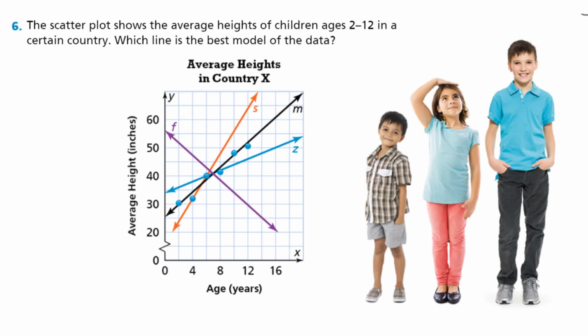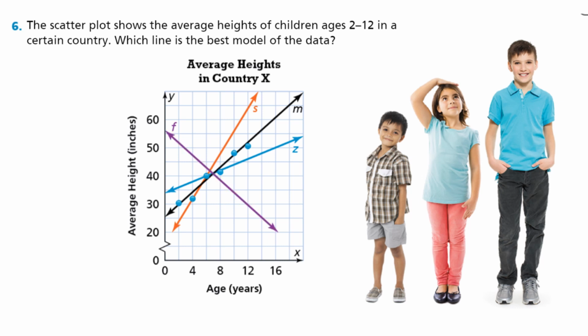Number 6, the scatter plot shows the average heights of children ages 2 to 12 in a certain country. Which line is the best model for the data? So if we're looking at our trend lines, we want to see the line that runs through the middle of the points. Letter F is running in the wrong direction, so we know it's not going to be line F.